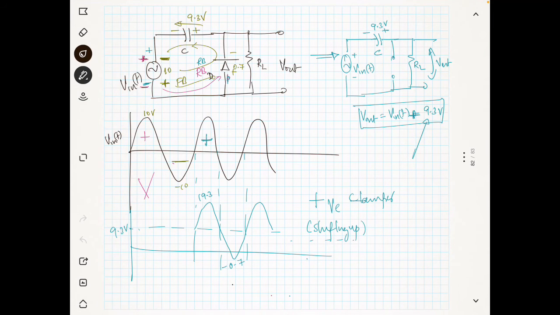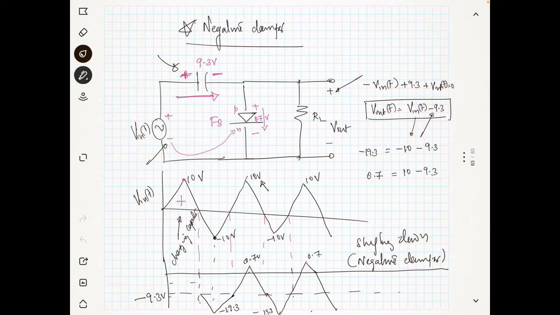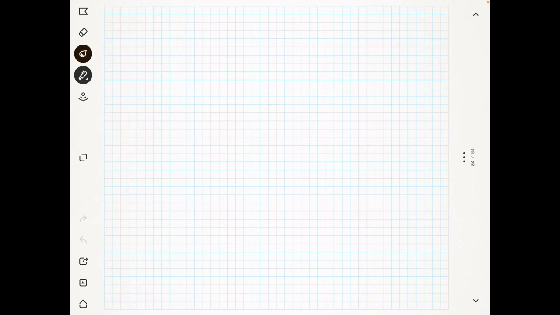So this is the clamping circuit. We will do some revision before the exam. So we are going to revise some of the problems.